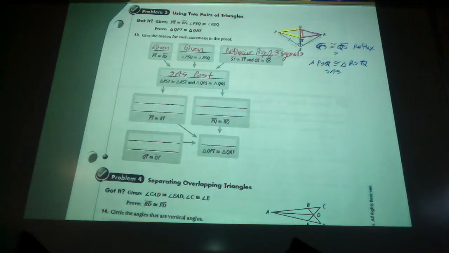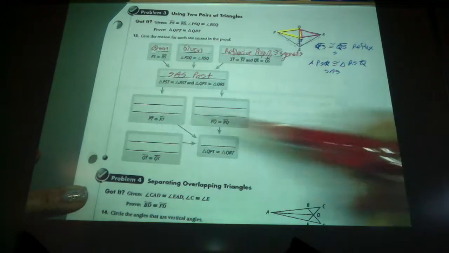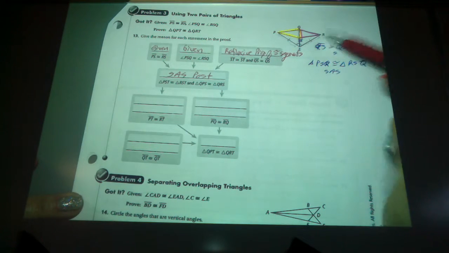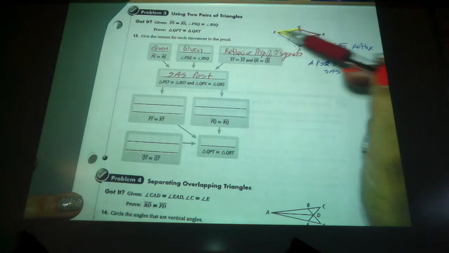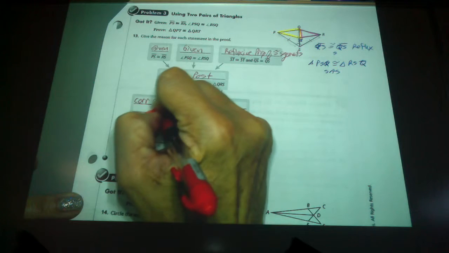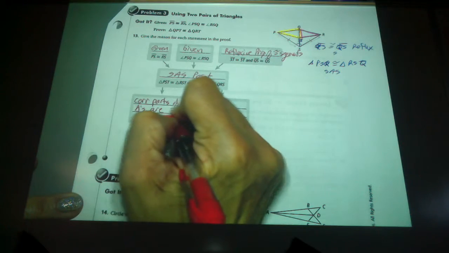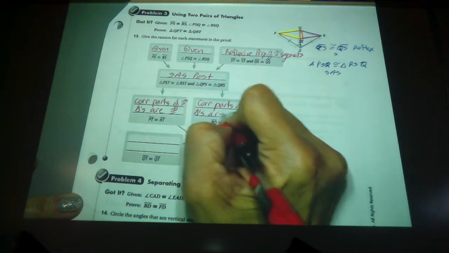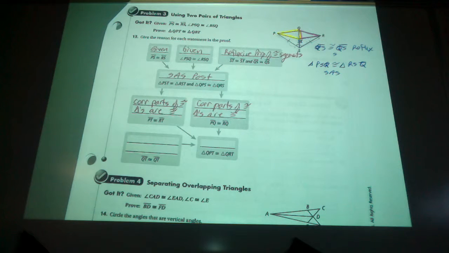Now that all the triangles are congruent, what can we say about their parts? Yeah, so be careful though. PT and RT, PT's here and RT's here, those are corresponding parts. PQ and RQ, those are corresponding parts. So corresponding parts of congruent triangles are congruent. Same thing here, corresponding parts of congruent triangles are congruent. What about QT is congruent to QT?